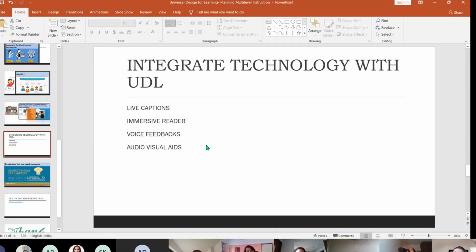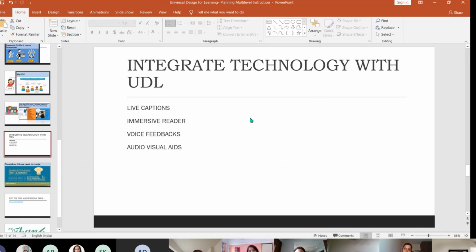Now, how can we integrate technology with UDL? We can use sign languages, but here we don't need sign language since we don't have such students. But generally, some students sometimes don't understand the pronunciation, or whatever is going on in the class, or maybe somehow they missed listening to the words. Then we can use the immersive reader.